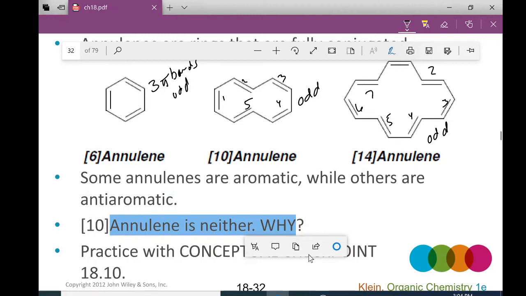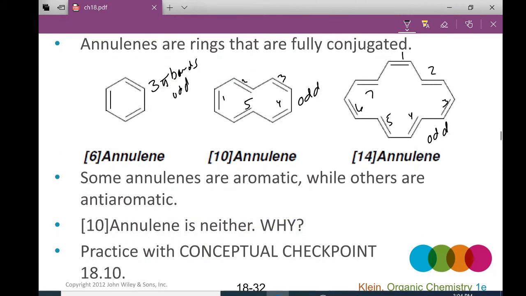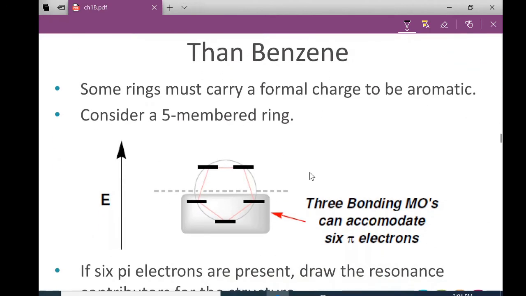Now, your teacher may have different criteria for you if you're not one of my students, but really, if it's a ring, if it has alternating single and double bonds, if it has an odd number of double bonds or electron pairs, then you could assume that it would be planar and aromatic. But if it's not planar, it isn't going to be aromatic, in fact. Alright, and some rings can actually become aromatic by carrying a charge.